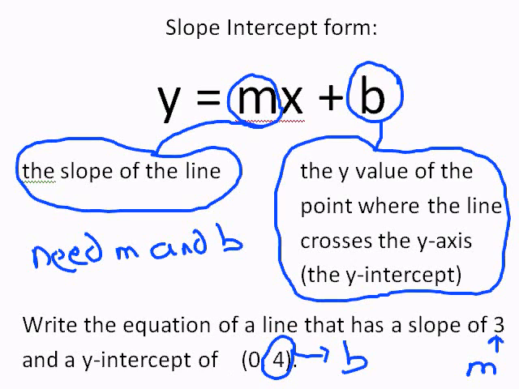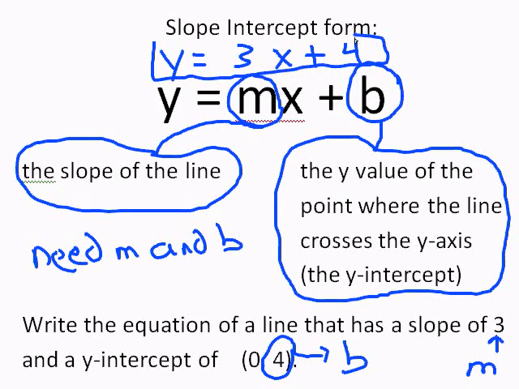So, we could write the equation of our line by merely substituting in. M is 3, so we put 3 in for m. And b, we found out it was 4, so we put 4 in for b, which gives us the equation of our line as y equals 3x plus 4.